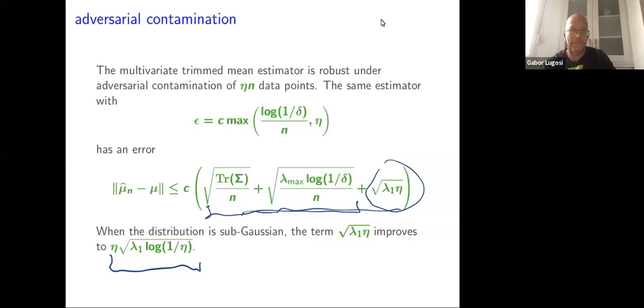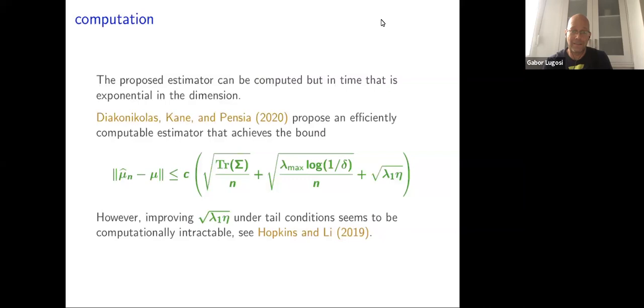I should say that there's a very nice recent paper of Diakonikolas, Kane, and Pensia, who actually proposed an efficiently computable estimator that achieves the same bound under the only assumption that the covariance matrix exists and under adversarial contamination. Okay. There are some subtleties.